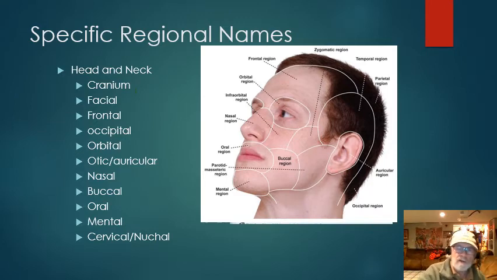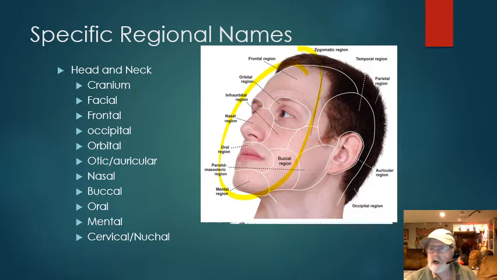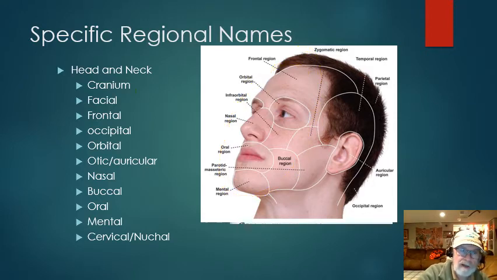Okay, facial. Shouldn't take a rocket scientist to figure this one out. Facial area. Anything that's in the face is called facial. When we talk about muscles, there are a number of muscles called muscles of facial expression. When you wink and raise your eyebrows and make funny faces, you're using muscles of facial expression because that's the face. Piece of cake. So facial means face.